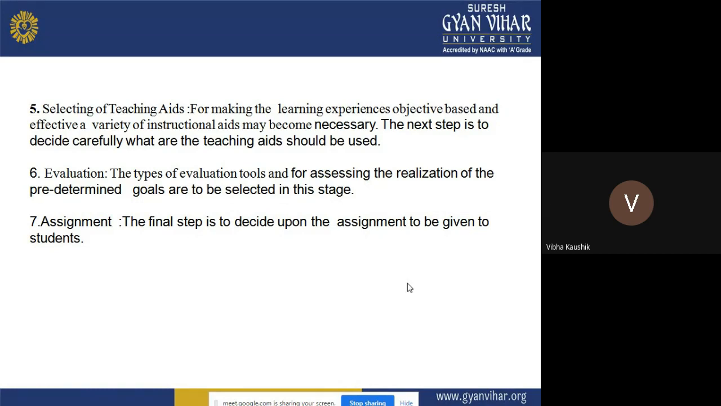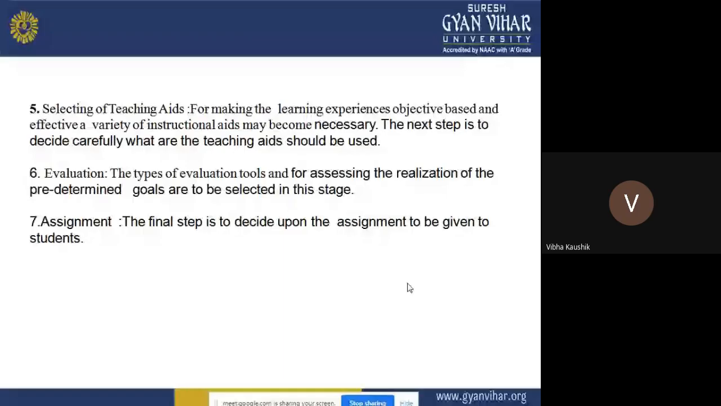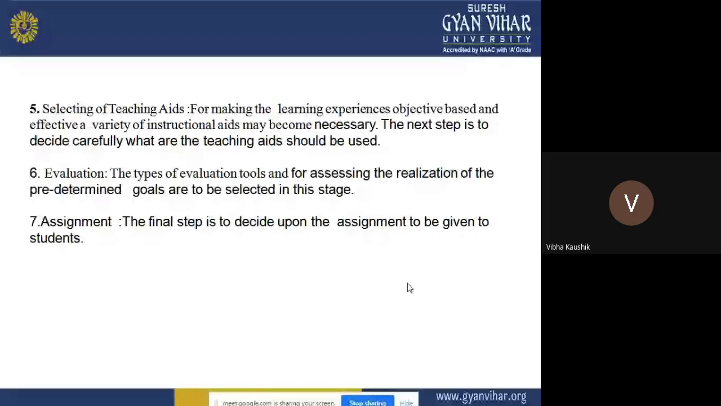The next step is to decide what teaching aids are to be used. You have decided that these will be the objective and effective instructional aids that may become necessary, and after that you have to decide on the teaching aids. The help of those teaching aids will be taken by the teacher for the completion of that particular unit. Evaluation. The type of evaluation tool for assessing the realization of the predetermined goals is to be selected in this stage.